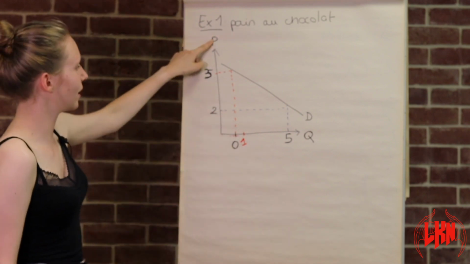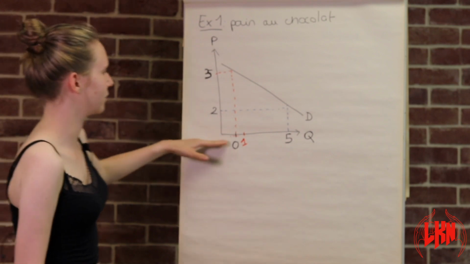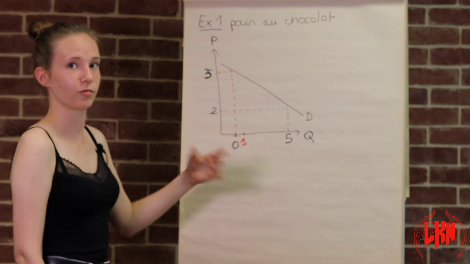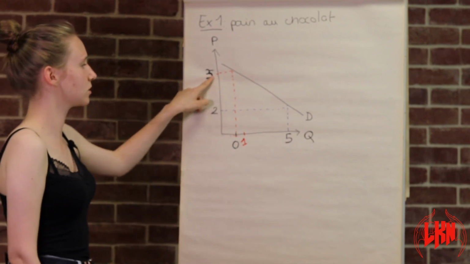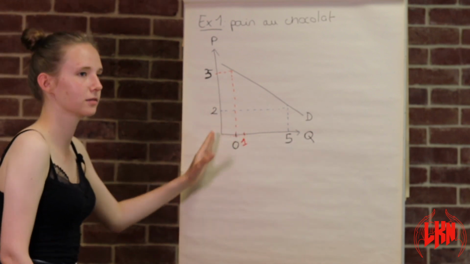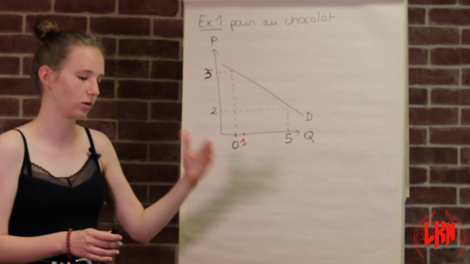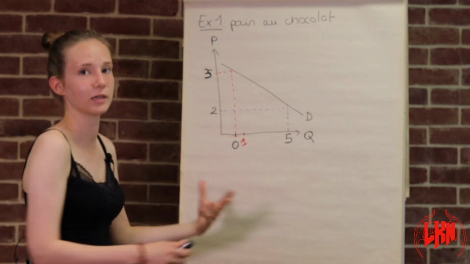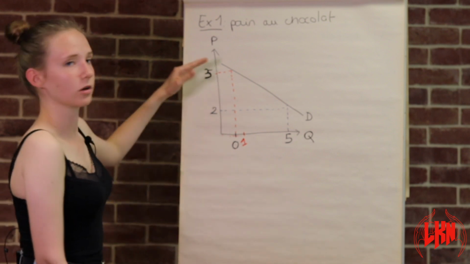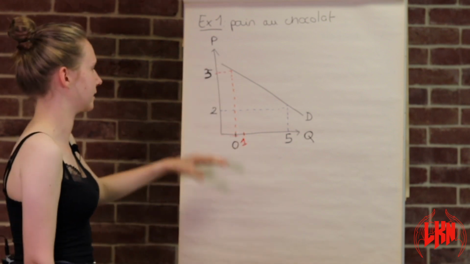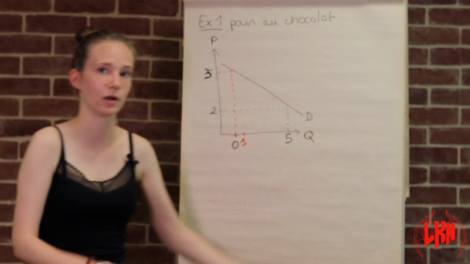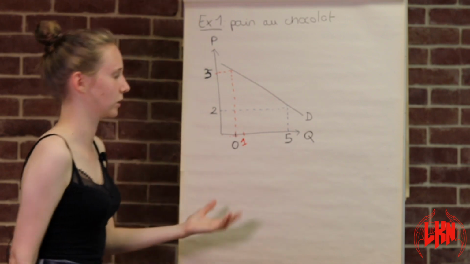Here you have the price, here you have the quantity, and the demand curve. If the price of one pain au chocolat is $3, then you are not going to buy pain au chocolat. It's not 0, but it's below 1, so you are not going to buy one half of a pain au chocolat. This is why there is a 0 here. So at $3, 0 pain au chocolat. And if the price is $2 for one pain au chocolat, then you are going to buy 5 and eat them during the whole week.